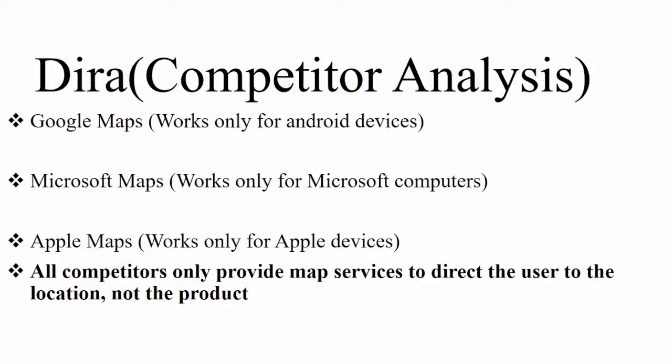Who am I competing with? I'm competing with Google Maps, Microsoft Bing Maps, Apple Maps, and you realize that all these softwares only work for those manufacturers. Apple Maps will only work for Apple devices, same case for Microsoft to their devices, and Google Maps to their devices. I want you to download your app, whatever device you're using, and still get directions. All competitors will only provide map services to direct the user to the location, not the product.